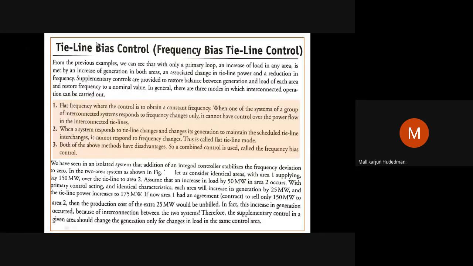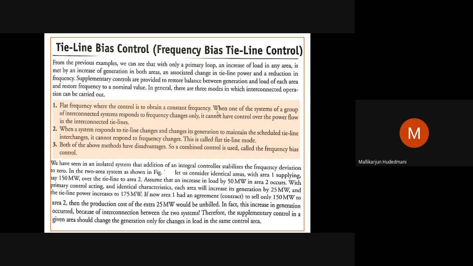So under the tie line bias control, or frequency bias tie line control, we have three main headings. What are the three headings? The delivery of power among the corporations can be of this mode: flat frequency. It means flat frequency, where control is to obtain constant frequency only. When one system of a group of interconnected systems responds to frequency change only, it cannot have control over the power flow in the interconnected tie lines.